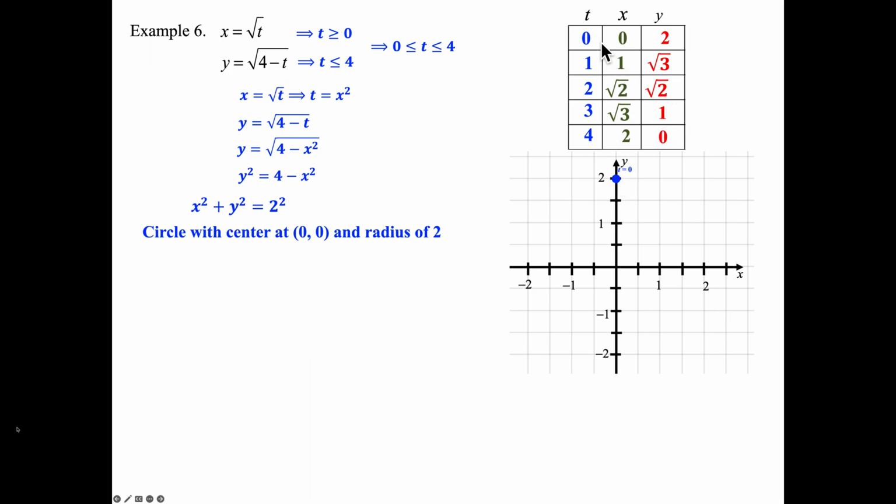So t equals 0 is at 0, 2. t equals 1 is going to be at 1, the square root of 3, which is approximately 1.7. When t equals 2, I'm at the square root of 2, that's like 1.4, 1.4. And now this point here at 1, square root of 3 is now square root of 3, 1 from t equals 3. So this is going to be kind of like 1.7 to the 1. And then when t equals 4, we're at 2, 0. And there's my curve. This is the direction.